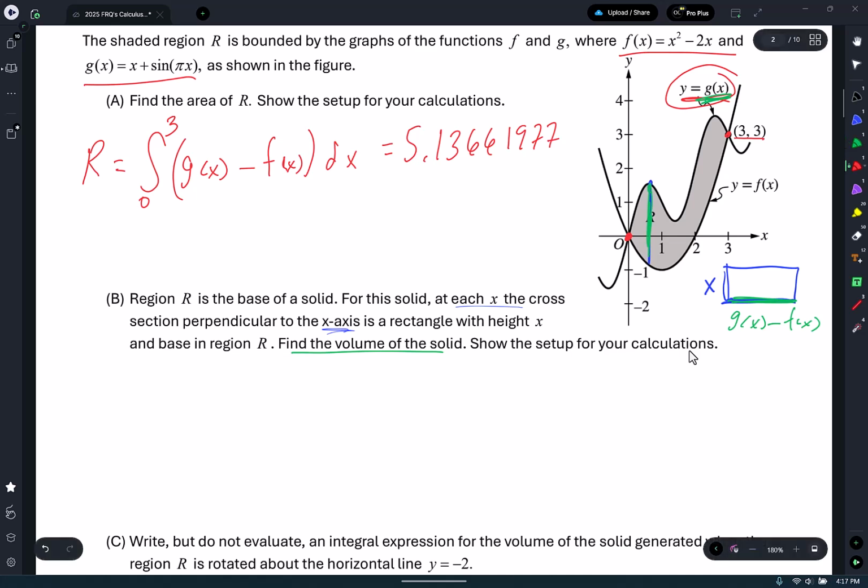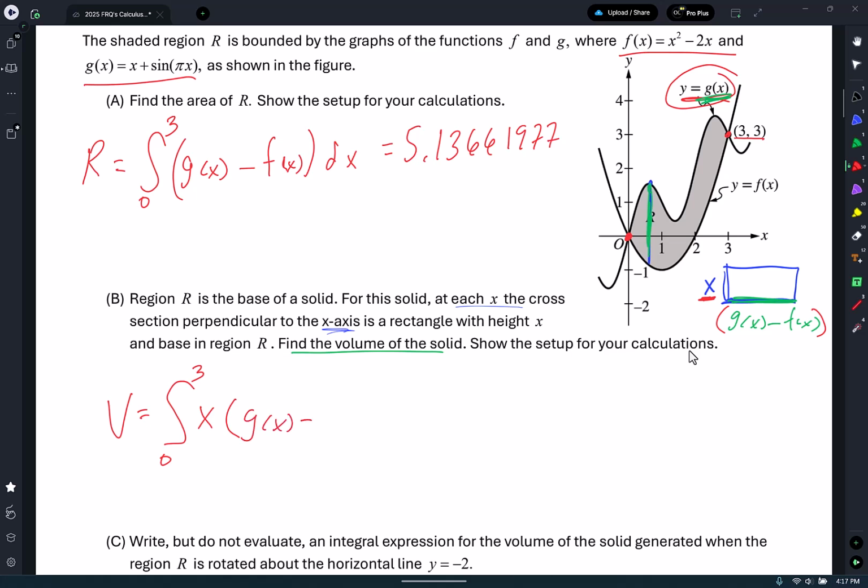So check it out. You're going to go volume equals integral from what to what? 0 to 3. And then I just need my area of the cross section. How do I find area of a rectangle? Base times height. So I'm going to do what times what? Well, what's my height? x times. Perfect. Close it, dx. There it is. Adding up an infinite amount of rectangles from 0 to 3.